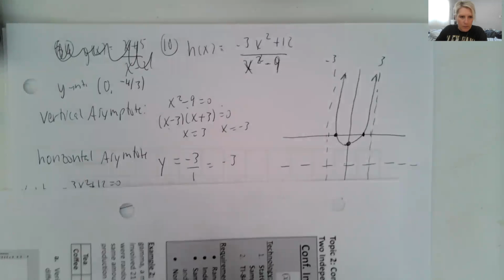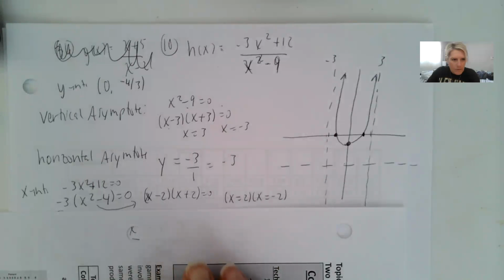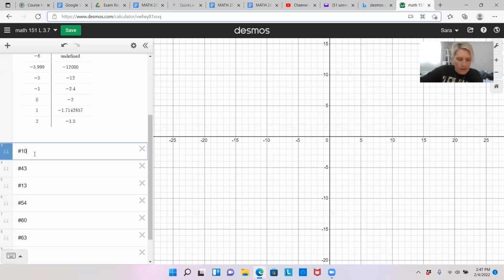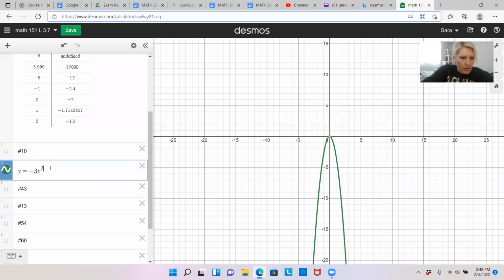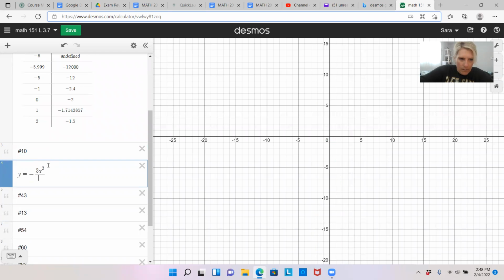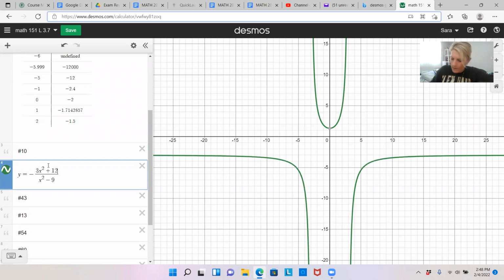So let's go to Desmos and put it in and see what it looks like. So we're going to put in y equals, and then I'm going to get my fraction started, and then go up and edit my top. Okay, so I've got a negative 3x squared plus 12 over x squared minus 9. Wow, isn't that pretty?